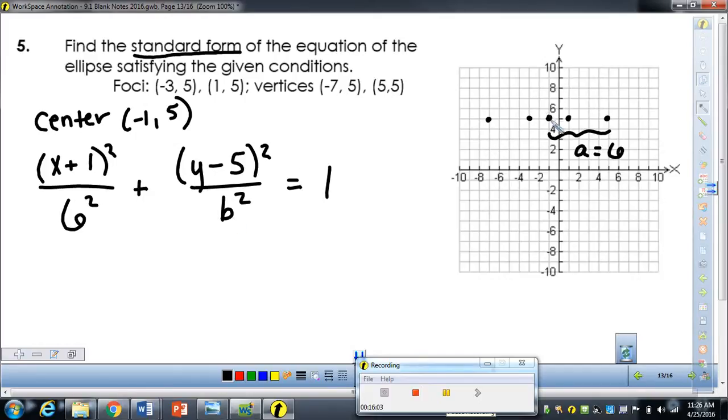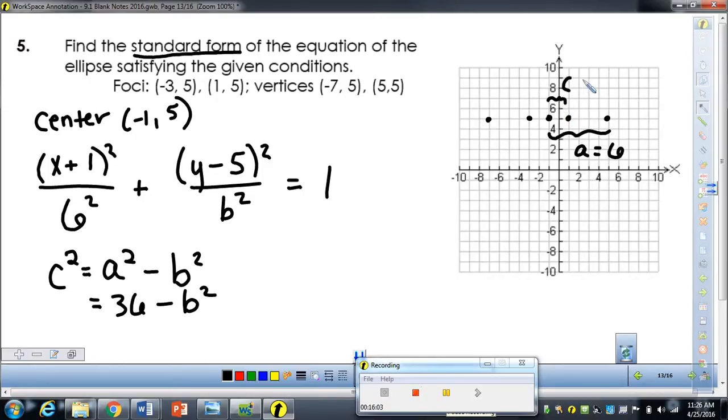So b is the distance from the center to the vertex going in the vertical direction. Luckily we have the c squared formula that can help us to solve for b squared. We already know what a is. a is 6, so a squared would be 36. And now we're going to use the information of the foci to find the value of c. The c distance is the distance from the center to each focus point, which is 2 spaces. It is this distance right here. So we see that c is 2, so 2 squared is 4.